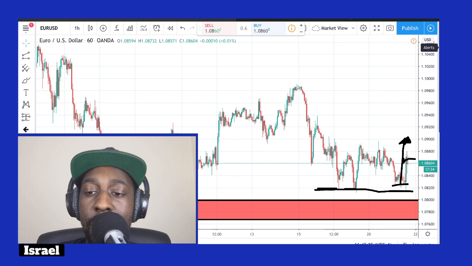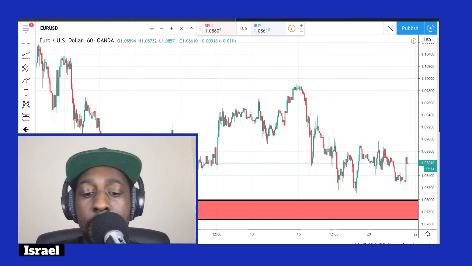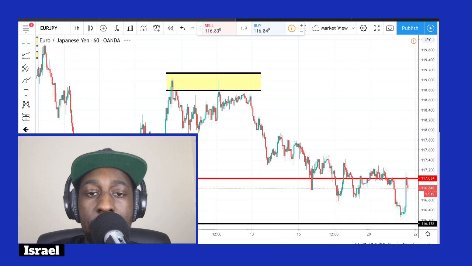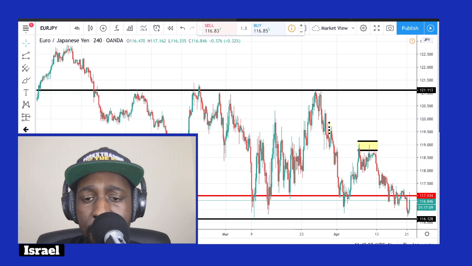Let's jump to another currency just to touch more currencies. Let's look at the euro JPY, which is another one of interest as well. Similar, this is the 1 hour view. Let's look higher, for example, just to get a better view here.